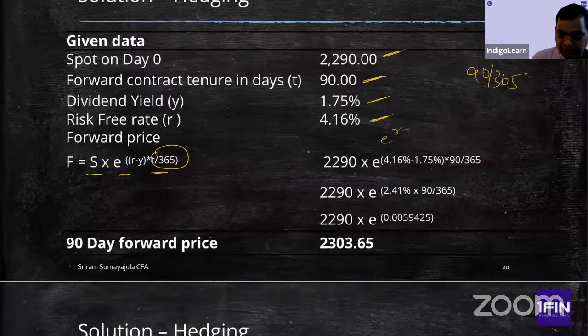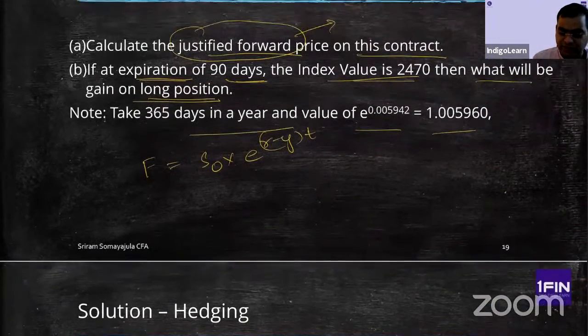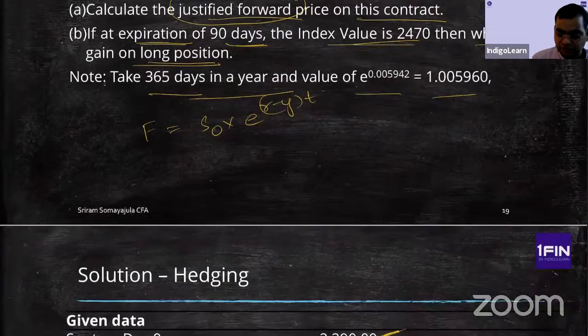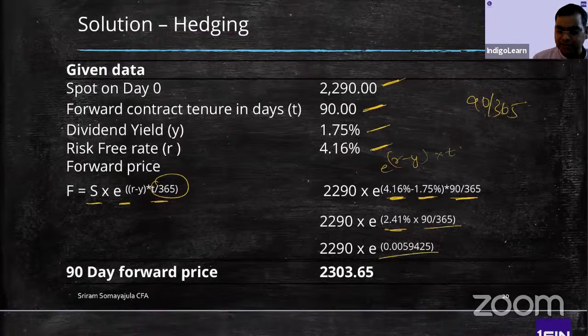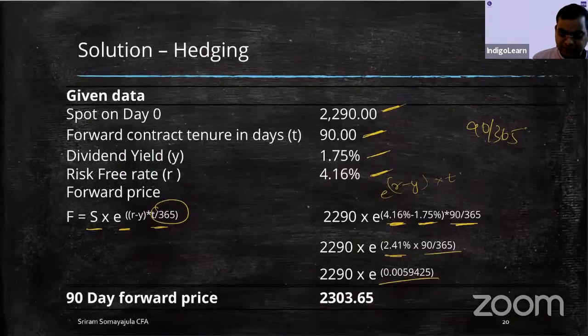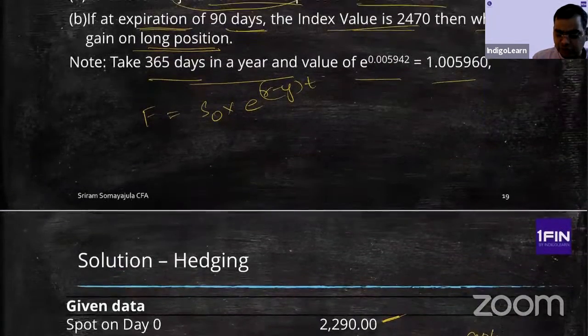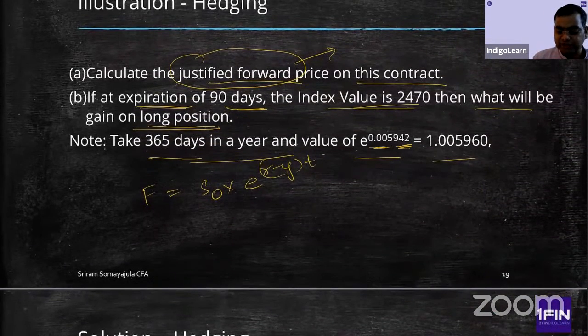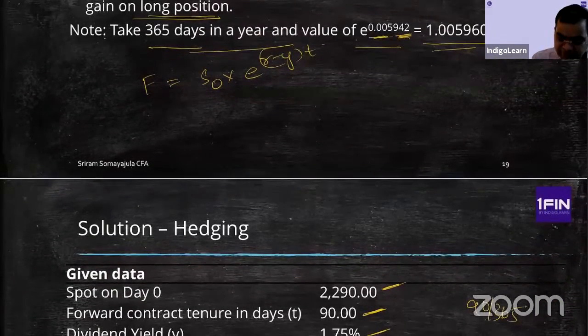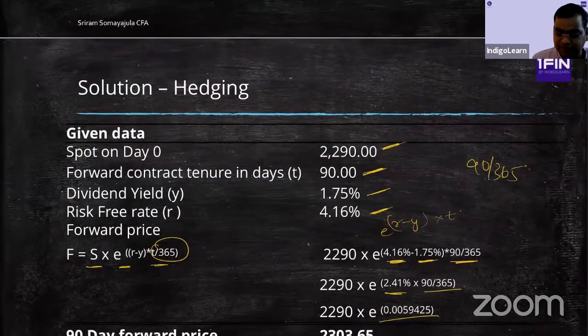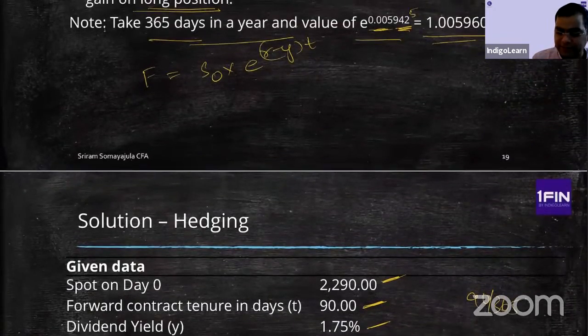e power (R minus Y) into T, and T is represented in years, right? They've said very specifically, take 365 days in a year. So we are doing 90 by 365. So 4.16 minus 1.75 into 90 by 365. If you solve this, 2.41% into 90 by 365, you'll get 0.0059425. They have given 0.005942, and for that they have already given the e value, which is 1.005960. They have not given the last decimal 5, but that is okay. You can take this value. It doesn't matter.